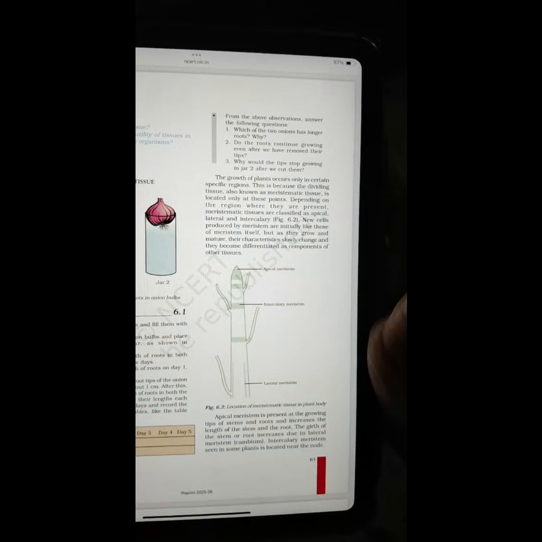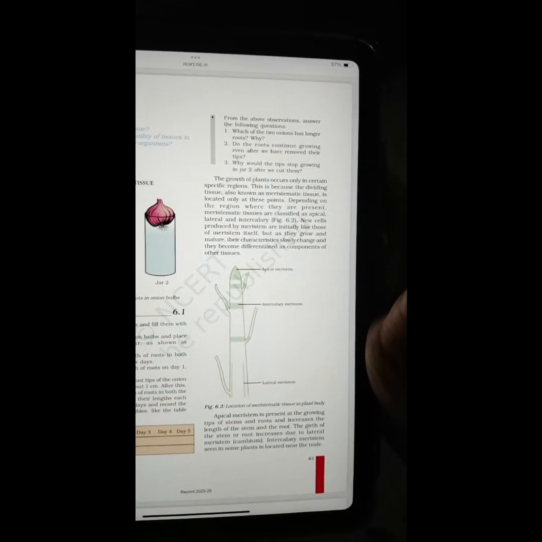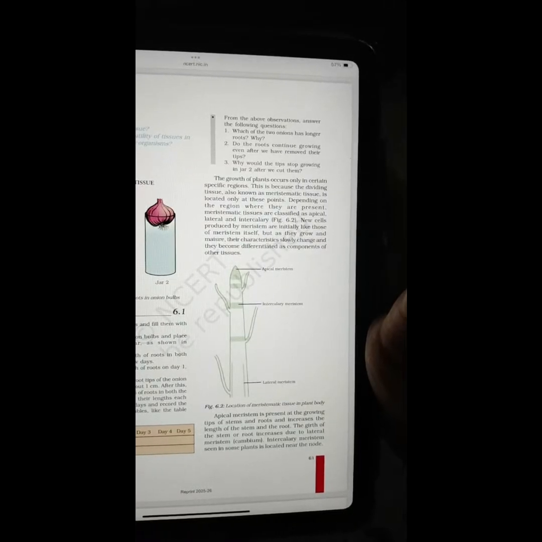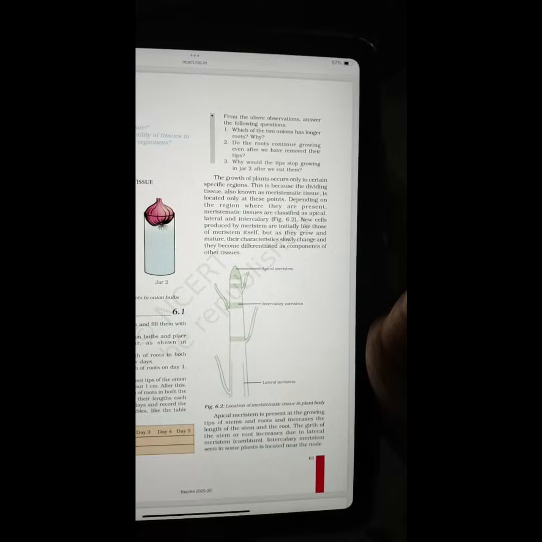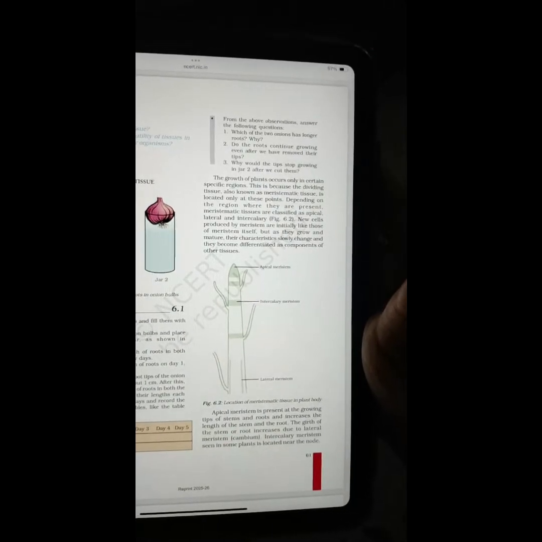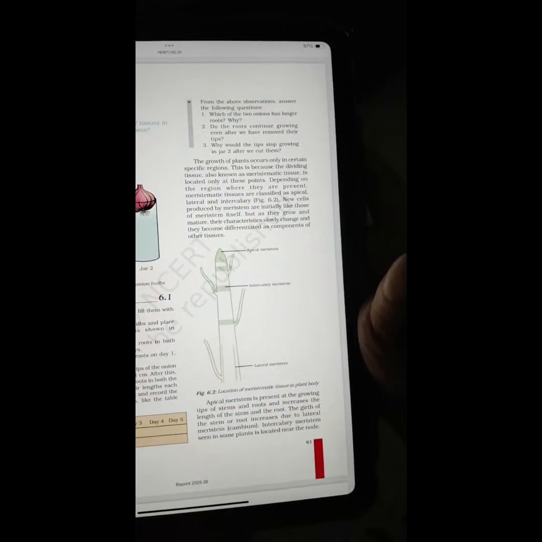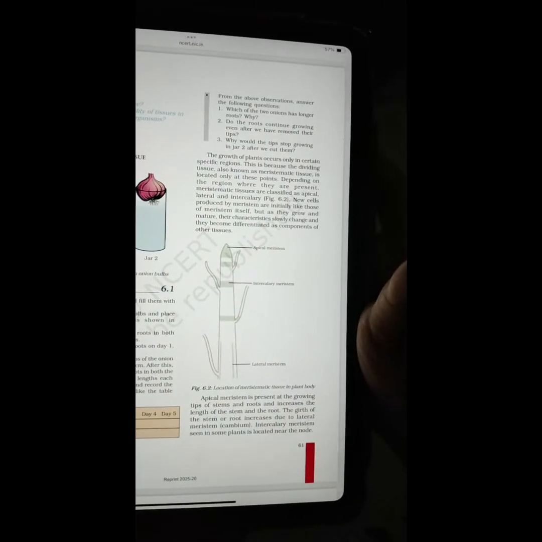Figure 6.2. New cells produced by meristem are initially like those of meristem itself, but as they grow and mature, their characteristics slowly change and they become differentiated as components of other tissues. Figure 6.2: location of meristematic tissue in plant body.